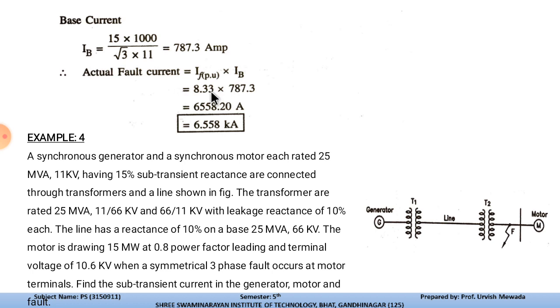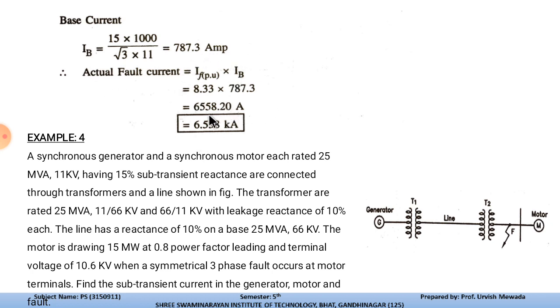So IF PU is 8.33 that we have calculated from the previous slide, and IB is 787.3. So after multiplying these two values, we'll have the actual fault current value, that is 6558.20 ampere. So it can be written as 6.558 kilo ampere also. So this is how we can solve the example related to the per unit reactance of the given system.